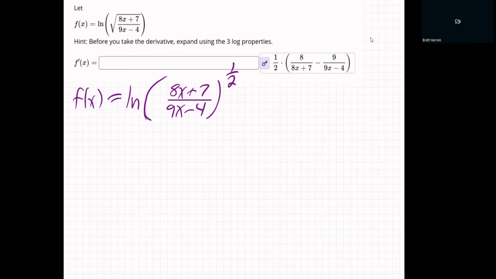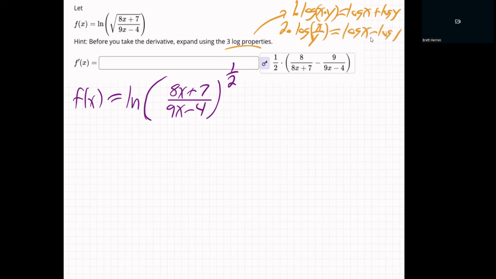Well, I don't know if you remember all those log properties, but let me give them to you. So the log properties up here. Log property number one, the log of x times y, multiplied, is log of x plus log y. Multiplication, one log becomes adding for two. Second one is log of x divided by y is log of x minus log y.